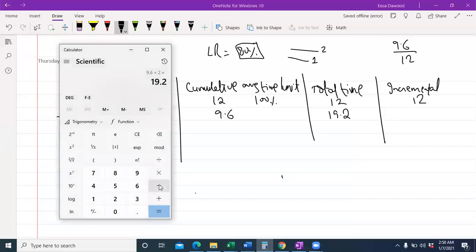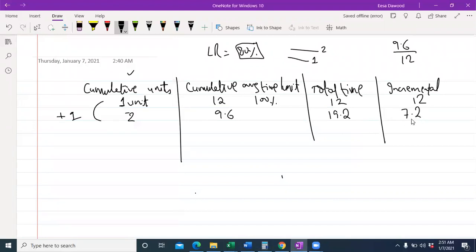So for the time taken for the second unit, if I know the first unit took 12 hours, how much time has the second unit taken? The second unit has taken 7.2 hours. So definitely there's learning there. But the learning curve drops by a fixed percentage. It doesn't apply to the incremental units. The learning always applies to the cumulative average time per unit, which actually falls by a fixed percentage equal to the learning rate, which is 80%, for example, in this case, right?